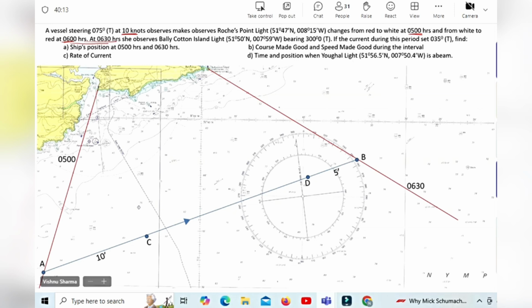Sir, this 5 miles, why are we cutting from B? It should be from C, right? Why? I want to run the 6:30 PL back, beta. I want to run the 6:30 PL back, okay? Okay.